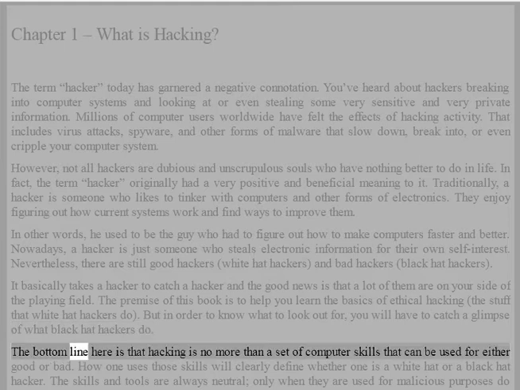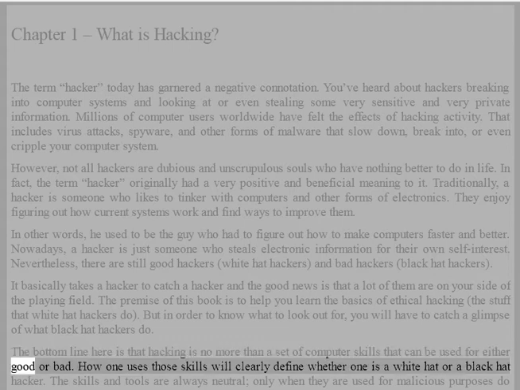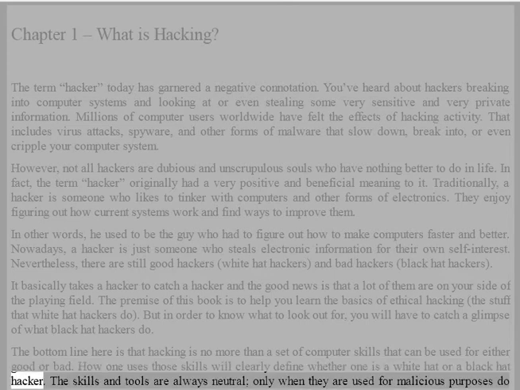The bottom line here is that hacking is no more than a set of computer skills that can be used for either good or bad. How one uses those skills will clearly define whether one is a white hat or a black hat hacker. The skills and tools are always neutral. Only when they are used for malicious purposes do they take a turn for the worse.